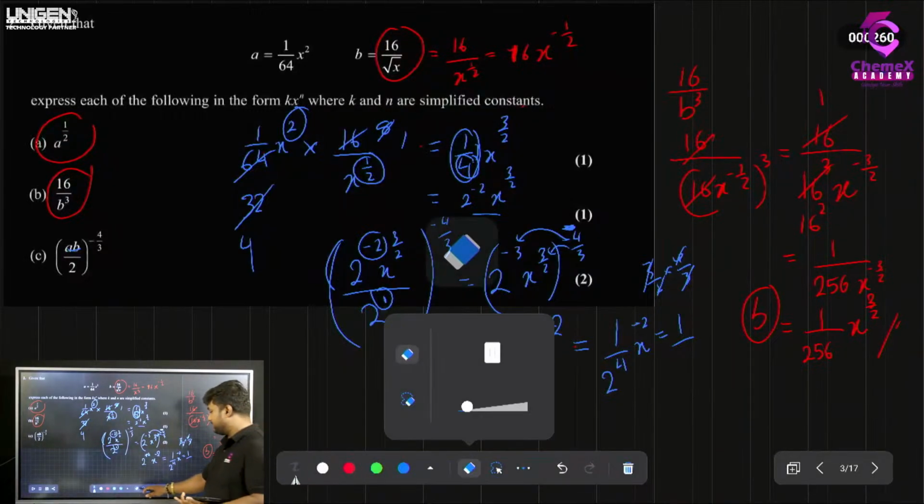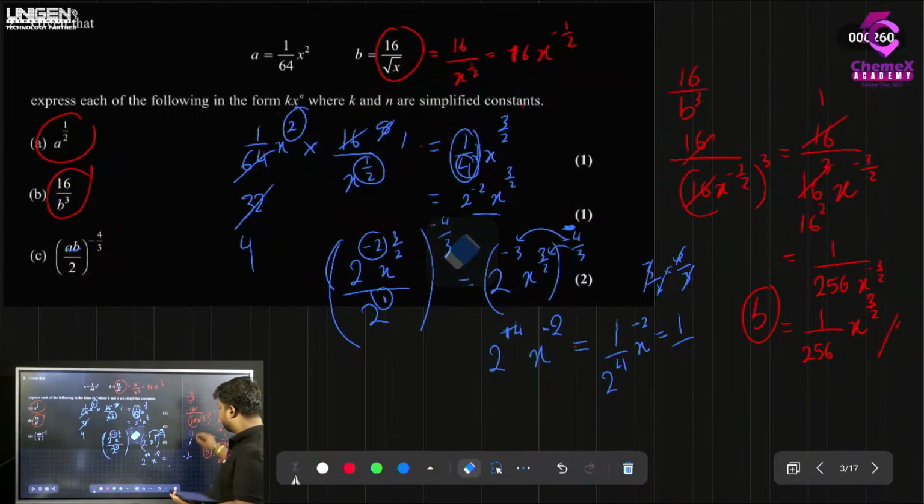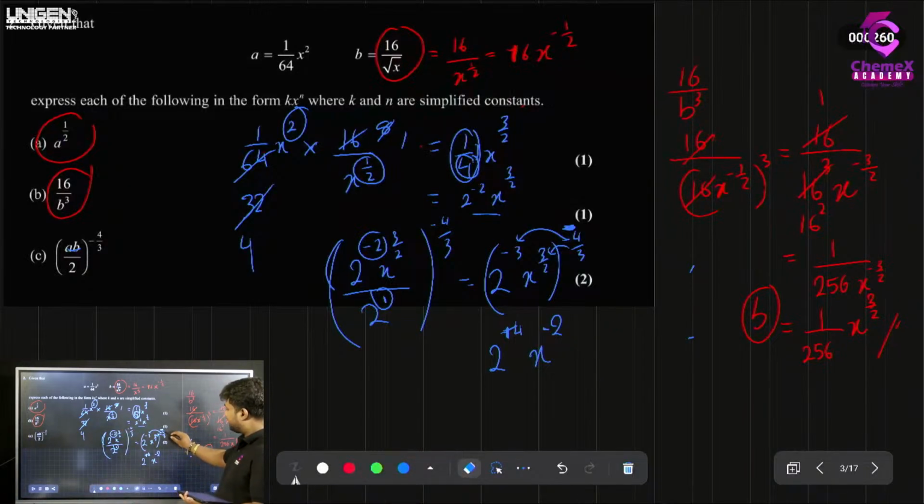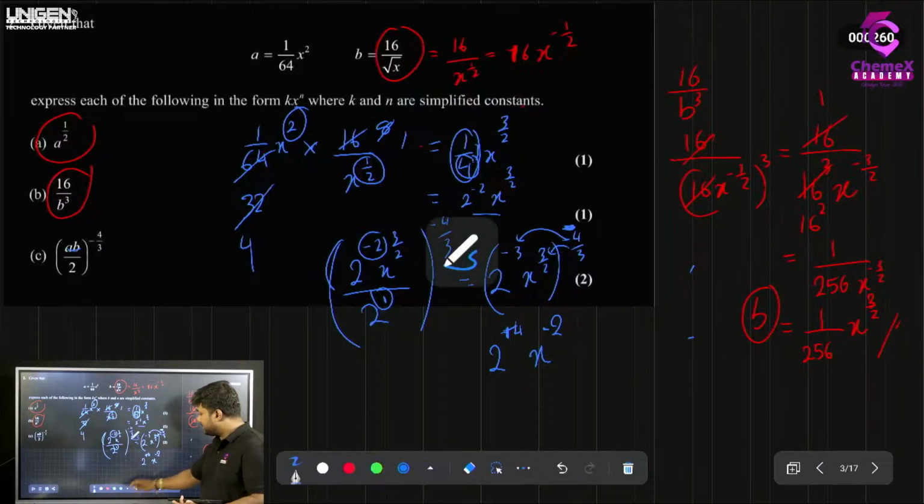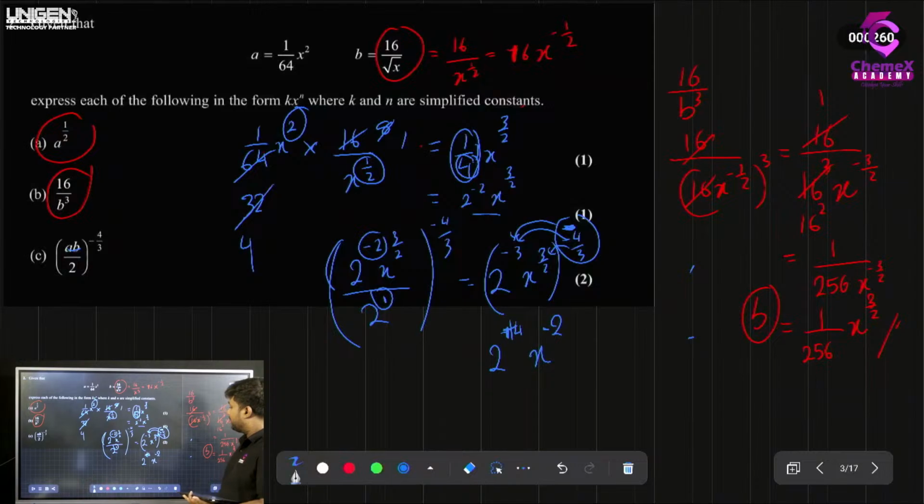There's a mistake there. Why? This was minus. So this term is minus, no? So minus into this is plus 4. So 2 to the power positive 4, x to the power negative 2. That means you can write it as 16 over x squared. Right? Any doubts with that?